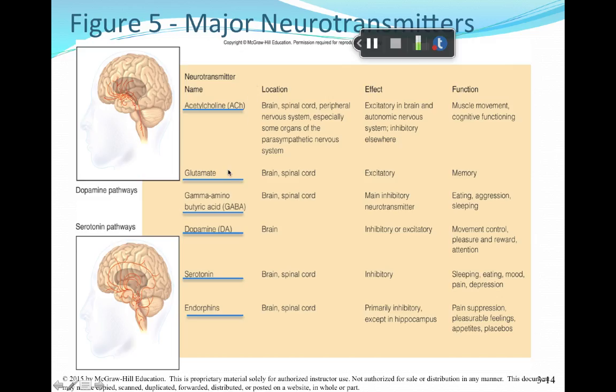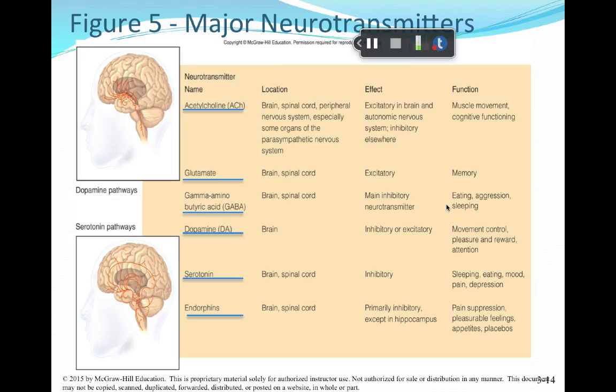One example of this is the neurotransmitter GABA. It is an inhibitory neurotransmitter. Its function really is around eating, aggression, sleep. If you are very full, your brain will send inhibitory messages to other neurons so that you don't continue eating. Dopamine can be inhibitory or excitatory.